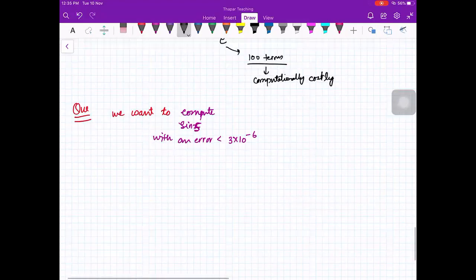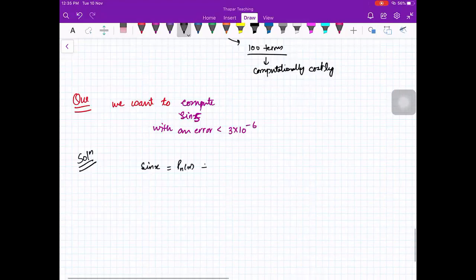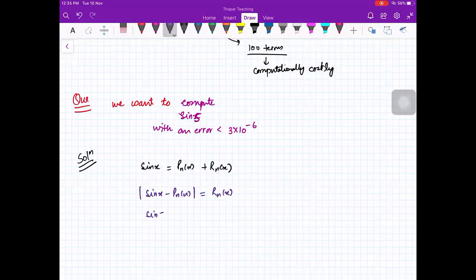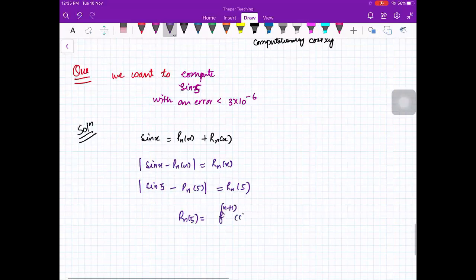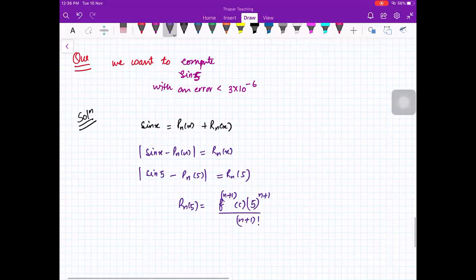We know that sin x is Pn(x) plus Rn(x). Clear? So sin x minus Pn(x) is equal to Rn(x). And I want sin 5, so sin 5 minus Pn(5) will be equal to Rn(5). Now what is Rn(5)? Rn(5) will be the (n plus 1)th derivative at c, times (x minus 5) raised to power n plus 1, upon (n plus 1) factorial. Is that okay? Now I'm looking at the mod of this.